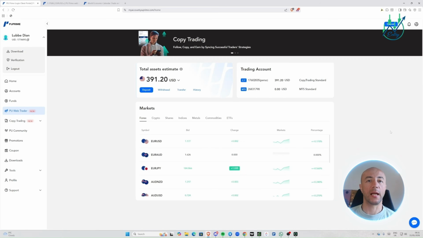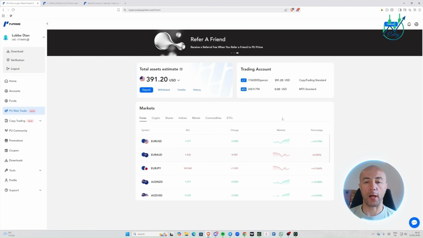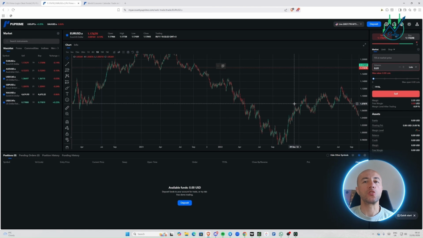Okay, here we are guys on the PU Prime website, and we're going to get straight into it and go on to Web Trader. Liquidity in simple terms is just resting orders. It's stop losses, it's pending orders, it's anywhere a load of traders have placed something that needs to be filled.